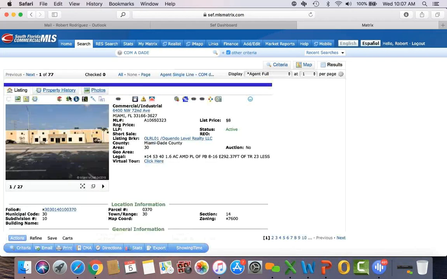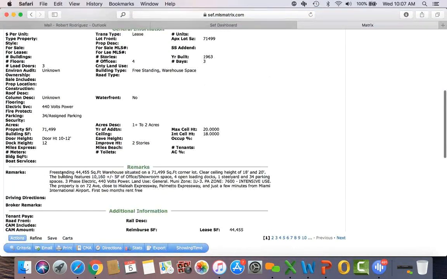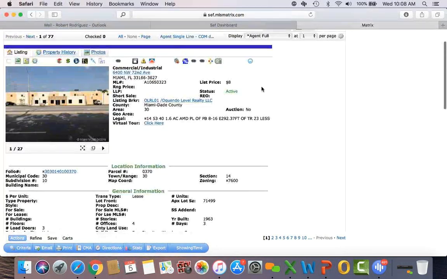What are they actually leasing? You have to click on the actual listing, go inside and read the remarks. This is a freestanding 44,455 square foot warehouse. You're going to read the remarks and you're going to see the actual leasable square footage, so you can determine what the price of $8 a square foot is. And of course, this would be $8 a square foot for the entire year. Then you divide it by 12 to find out what your monthly payments will be.